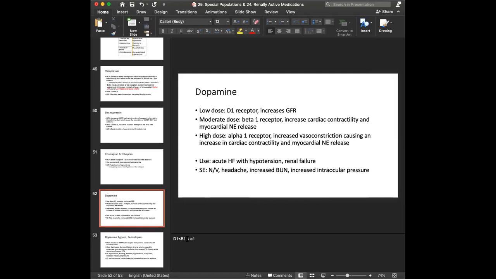So at moderate dose, we're doing beta 1, so we're increasing contractility, increasing heart rate. And then at an even higher dose, alpha 1, we know that activating alpha 1 is going to increase vasoconstriction, so we know that that's going to cause an increase in blood pressure. So use is going to be heart failure with hypotension or renal failure. Side effects are going to be nausea, vomiting, headache, increased BUN, and increased intraocular pressure.